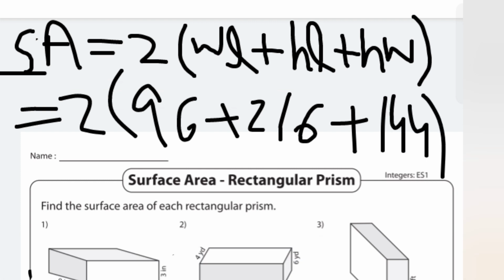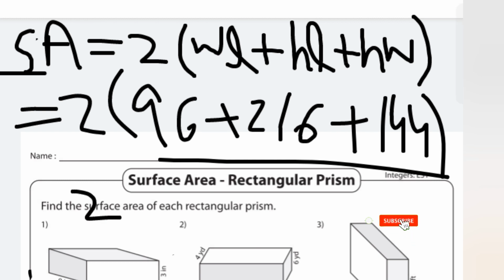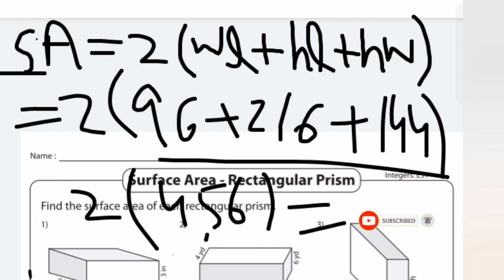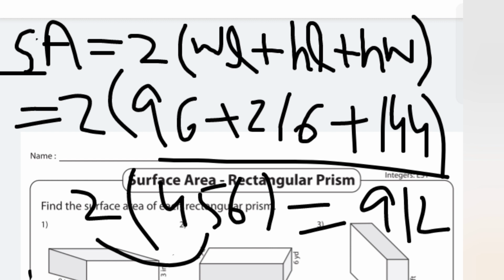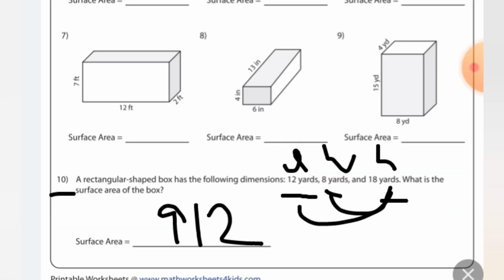Now we just need to add the values, 96 plus 216 plus 144. So we got 456, and after multiplying 456 with 2, we get 912. So 912 is our surface area according to question number 10.